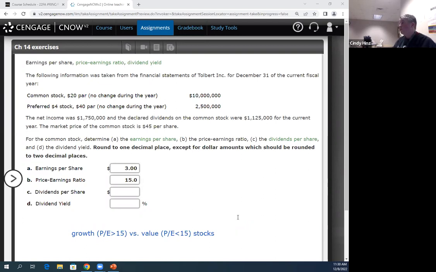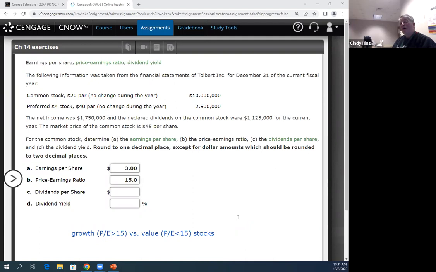We think of that as a growth stock when the PE ratio is greater than 15, that's kind of the cutoff. And so a PE ratio of greater than 15 means we're buying future earnings. We're paying a little bit more for that share compared to current earnings because we think it's growing in the future.